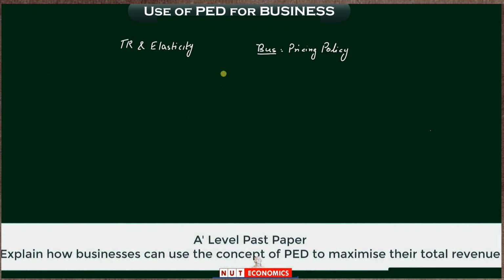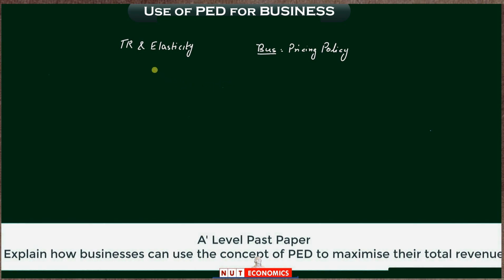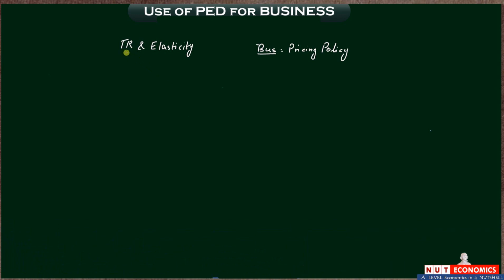In this video, we cover two very interesting and very important ideas. First of all, we try to understand the link between total revenue and elasticity. And once we know that, we will see how the knowledge of elasticity and its link with total revenue can be used by businesses to devise their pricing policy.